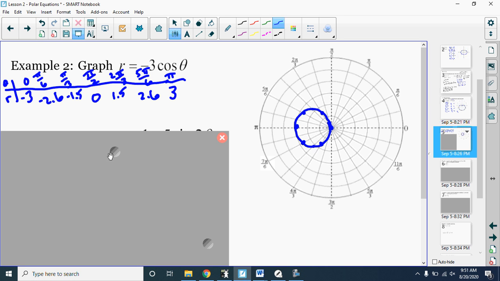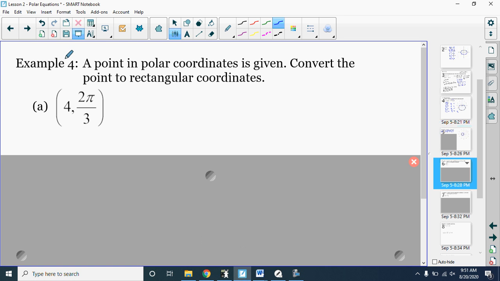We're going to skip example 3 down here and move on. Example 4. Like parametric equations, sometimes we're going to have to switch back and forth between polar form and rectangular form. So if I've got a point, here's my graph, and I know the radius and the angle measure here, I could use trig to find the x and the y values. This is my x value, and this is the y value of this point.